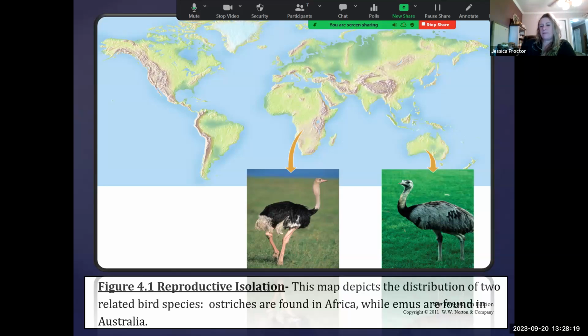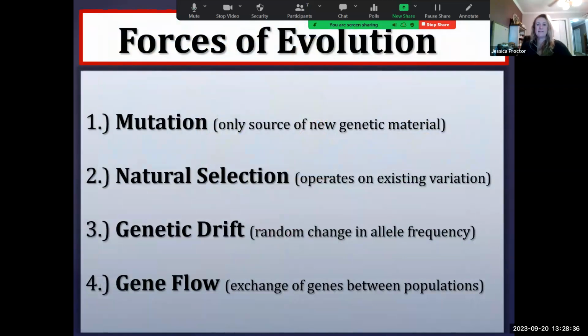So just another example, you can see just looking at that picture, they are very similar looking species, with just some variations in coloration. But the variations within their genes are significant enough that they are separate species. All right, so you've seen this slide before, but this is actually the chapter where we're going to go into this in more detail.